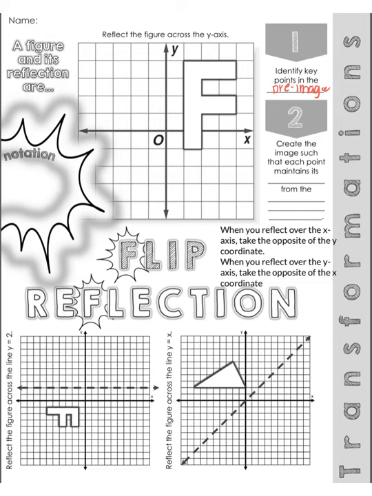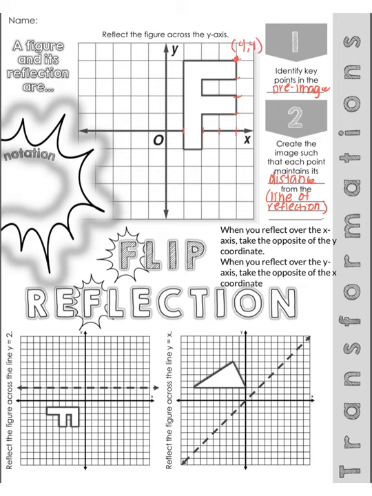One is to create an image where each point maintains the same distance from the line of reflection. The line of reflection will be told to you as either the x or the y axis. So I'm going to take this point right up here in my letter F, and it's going to be located at 1, 2, 3, 4 on my x value, and up 1, 2, 3, 4 on my y axis.